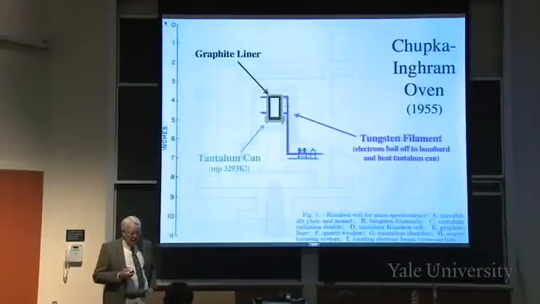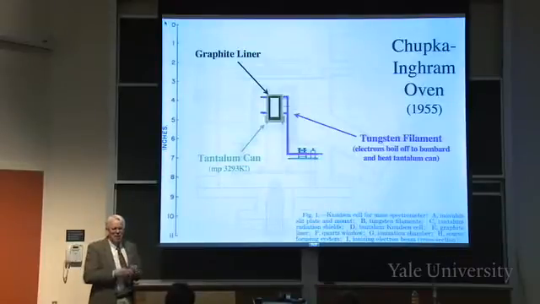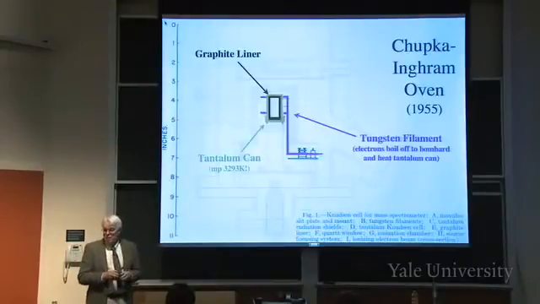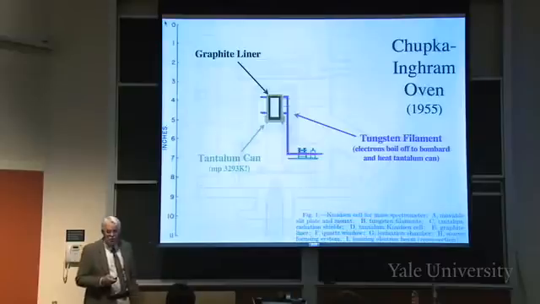Okay, and now you surround that with wires, and those wires are made of tungsten because that's very high melting too. And so you connect electricity to the tungsten and also to the tantalum. So electrons boil off the tungsten and bombard the tantalum. And when the electrons hit it, they heat it up. So you can heat the heck out of this tantalum can by bombarding it with electrons. And that, of course, heats the graphite that's inside.